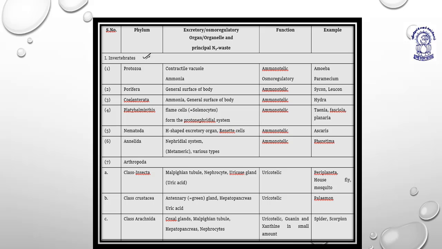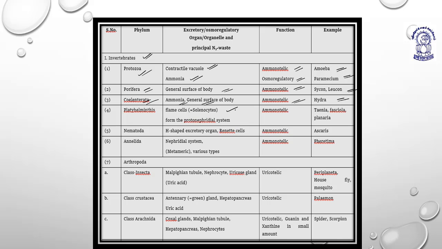In case of invertebrates like protozoa, the contractile vacuole, the excretory waste is ammonia. They are ammonotelic, and they also perform an osmoregulatory function. Amoeba is ammonotelic while paramecium is osmoregulatory in function. Porifera, through the general body surface, are ammonotelic. They also excrete ammonia. Examples are Sycon and Leucon. Coelenterates excrete ammonia through the general body surface, ammonotelic, for example Hydra.